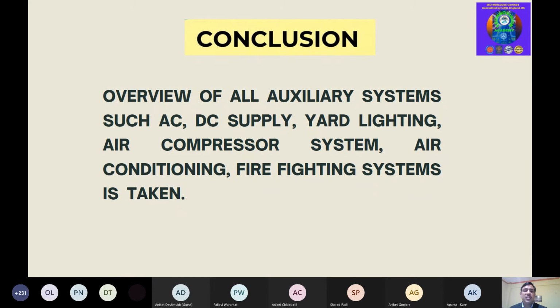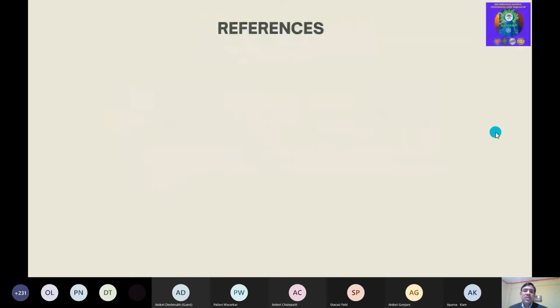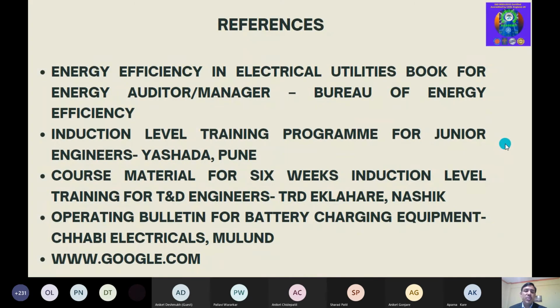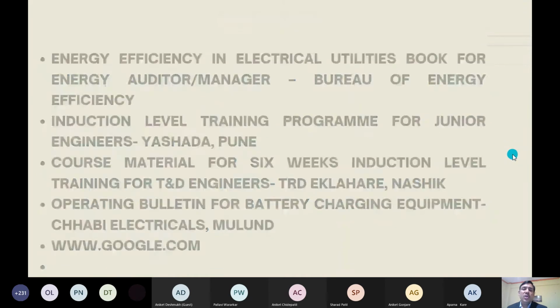So I want to conclude at the last that we have taken a brief overview of all the auxiliary systems present in this EHV substation, that is the AC supply, DC supply, yard lighting, air compressor system, air conditioning, and firefighting system. Within this short span of time, I have tried to share as much as possible. These are some of the references which I used, some manuals, and from the Google platform also. If you want more information about this topic or any other, you are always welcome.